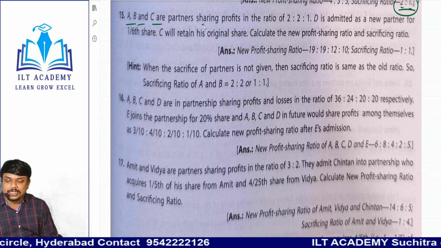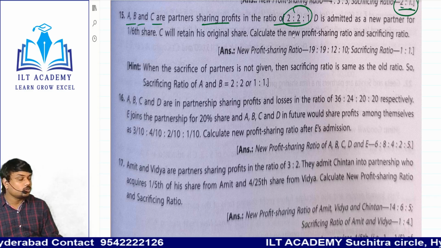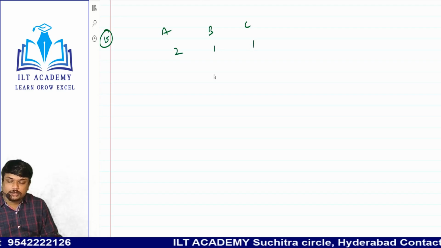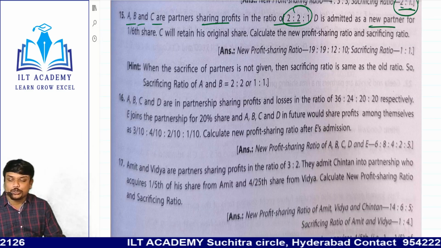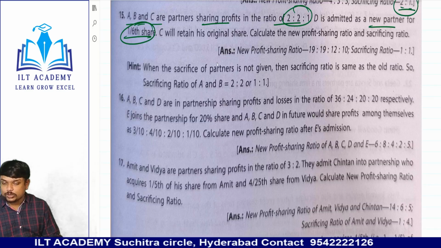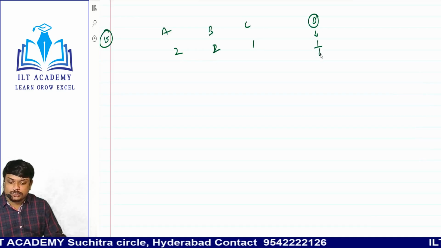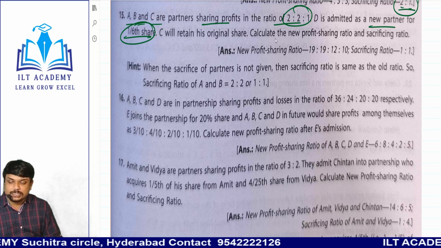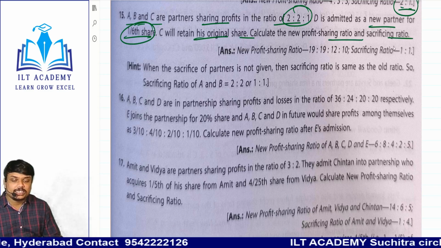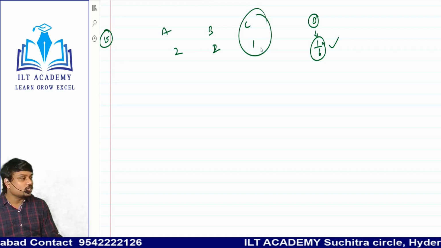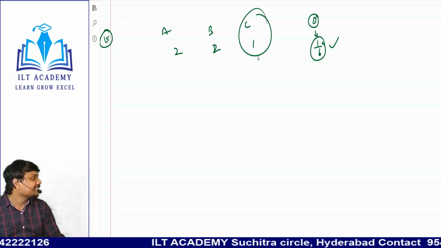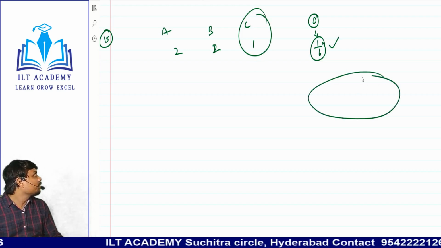A, B, C are partners sharing profits in the ratio 2:2:1. D is admitted as a new partner for 1/6 share, and C will retain his original share. Calculate the profit sharing ratio and sacrificing ratio. C will retain means what? He is telling that don't touch my watermelon. Clear?